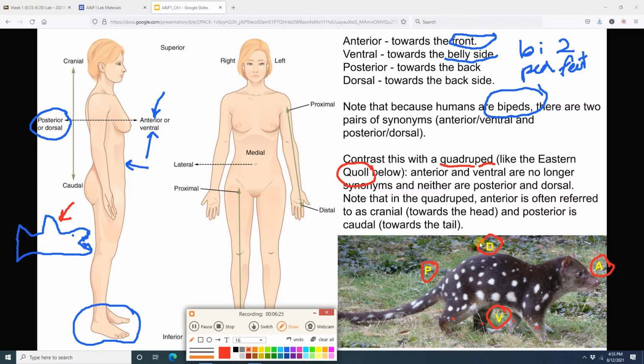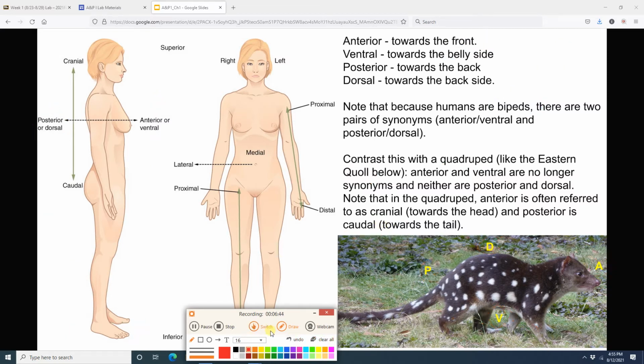Now another good pair of words to know: oftentimes in quadrupeds, we use the word cranial for anterior, and we use the word caudal for posterior. Cranial means towards the head. Caudal means towards the tail.